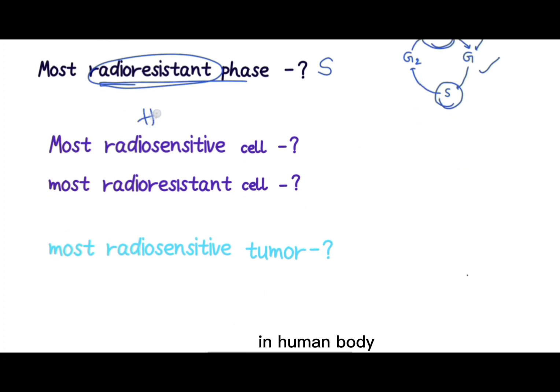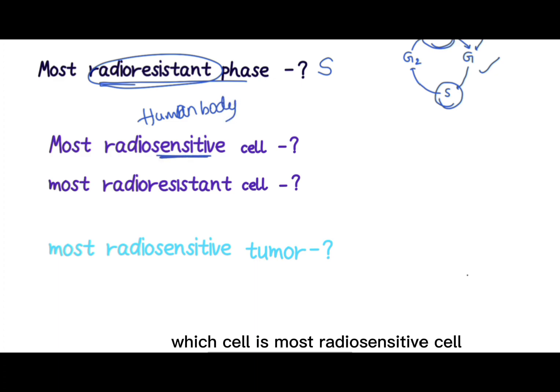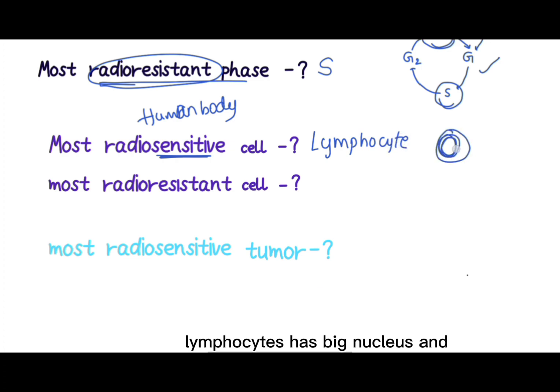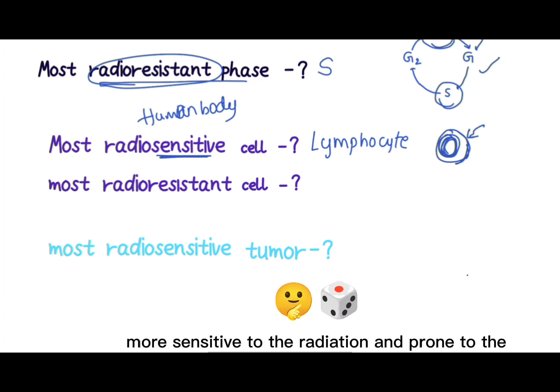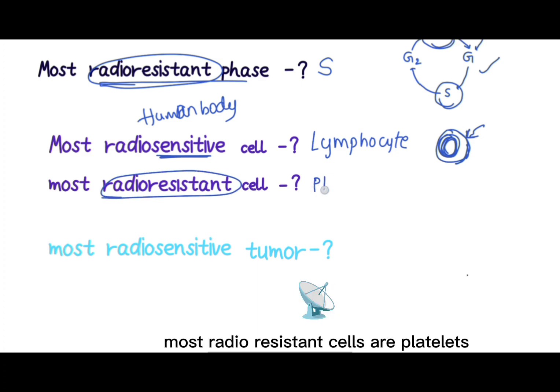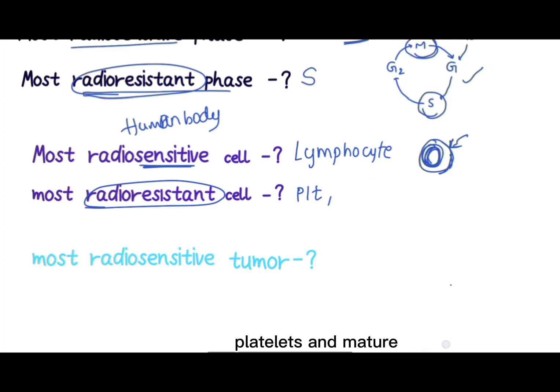So in the human body, which cell is the most radiosensitive cell? Yes, lymphocytes. Remember, this is a fact. So lymphocytes have a big nucleus and scanty cytoplasm. So they are more sensitive to radiation and prone to damage, right? Most radio resistant cells are platelets, mature neuron cells and skeletal muscle cells, right?